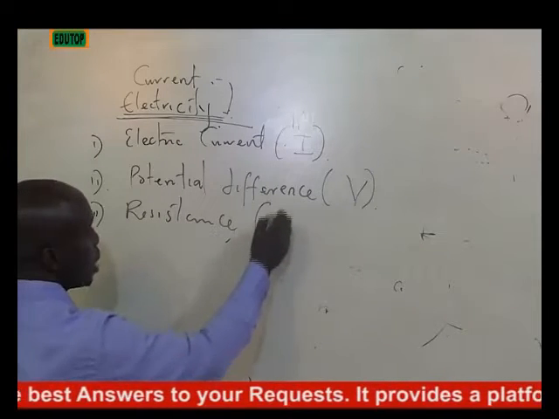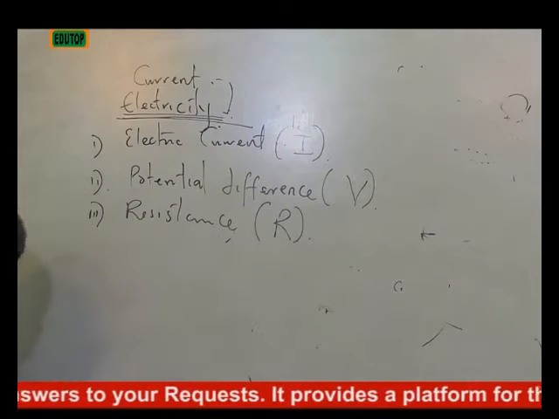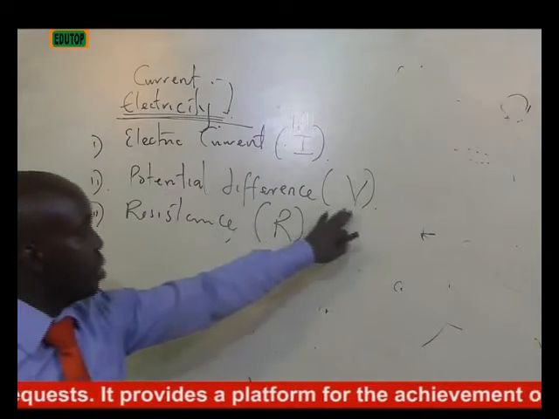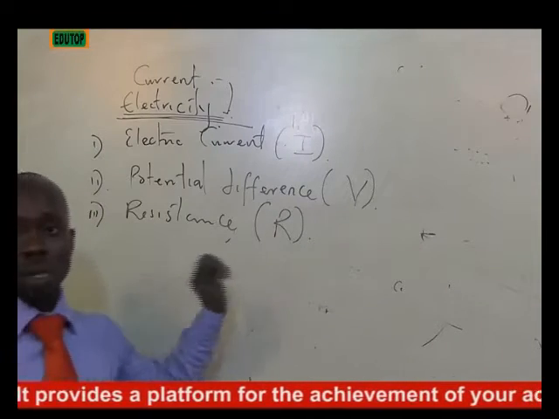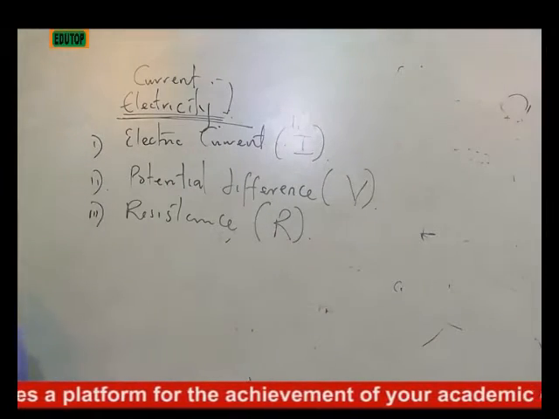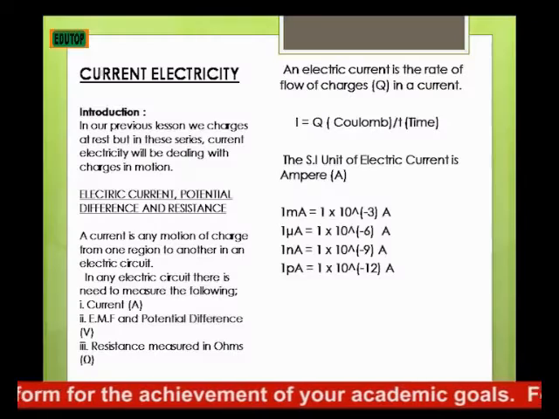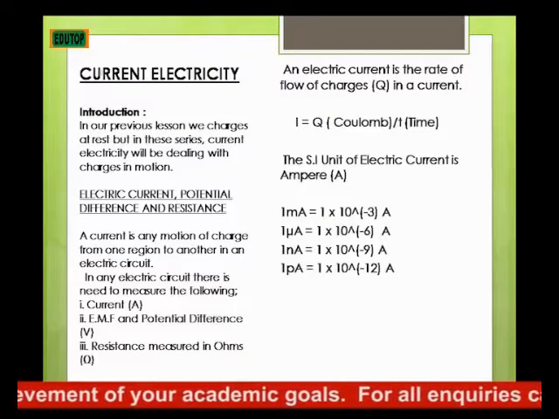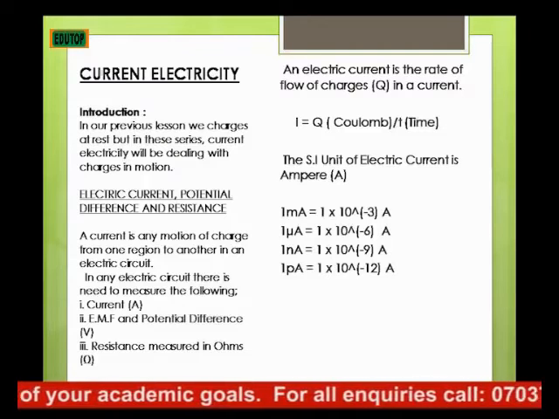Now, the resistance is denoted by what? R. So we'll be looking at your current, which is I, your potential difference, which is V, and your resistance, which is R. Now, starting with current. A current is any motion of charge from one region to another in an electrical circuit.